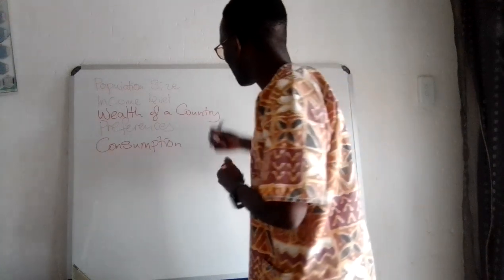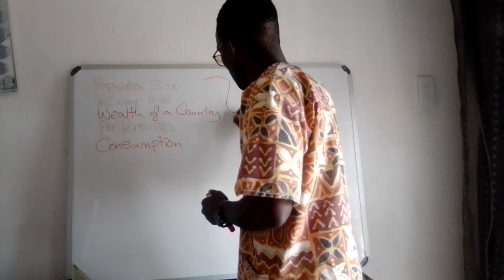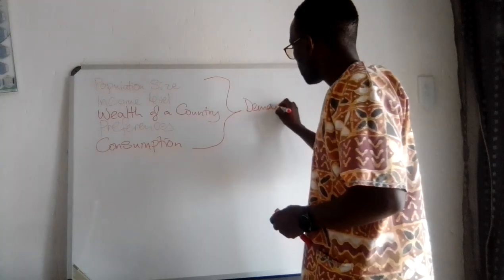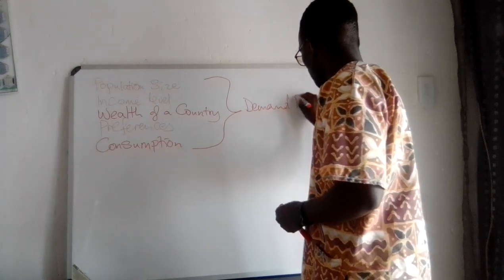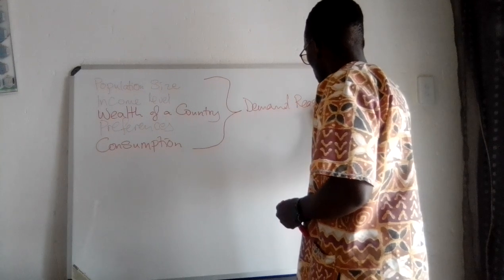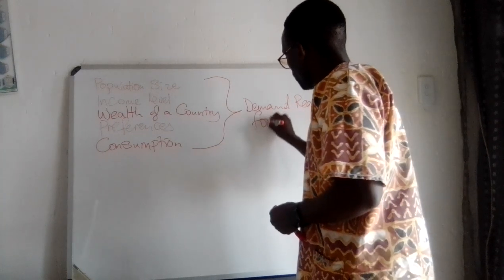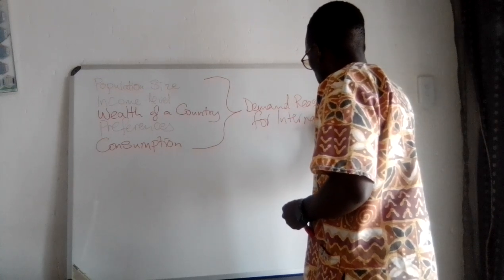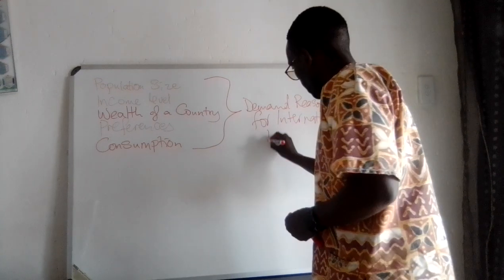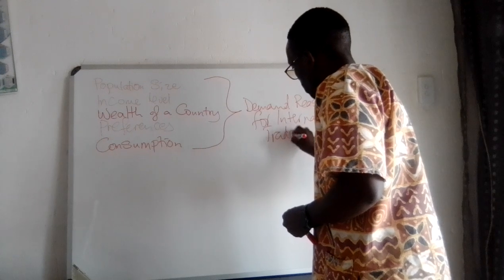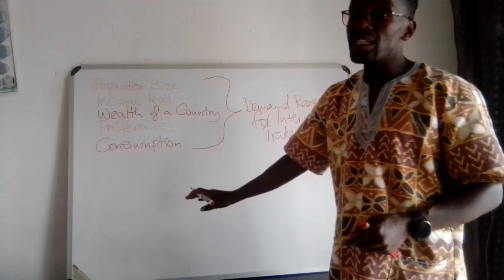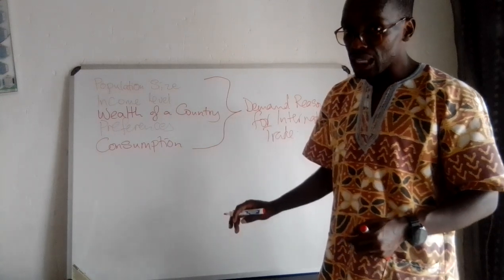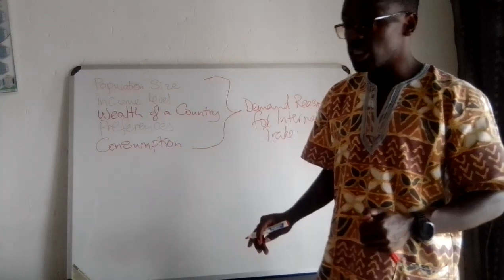So these reasons that you can see on the board, learners, are called the demand reasons for international trade. These are the five demand reasons for international trade. And the easiest way to try and remember this, I will just give you this mnemonic.